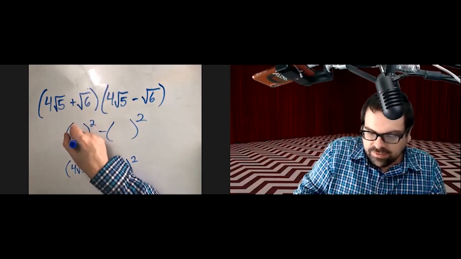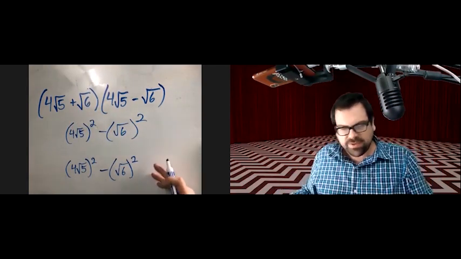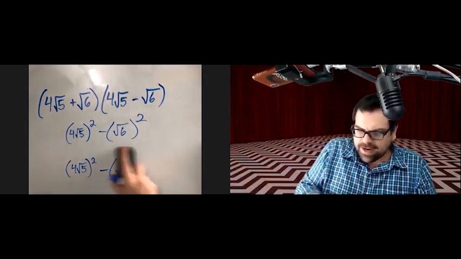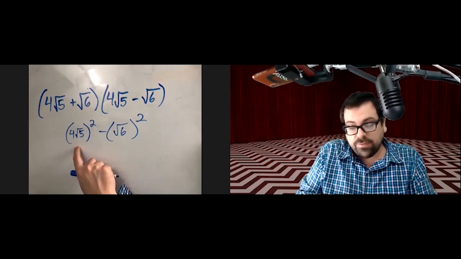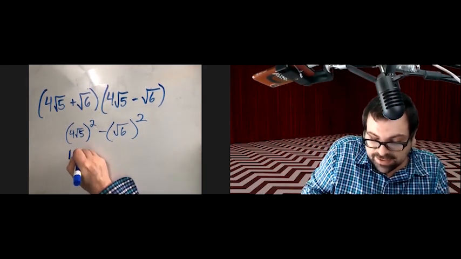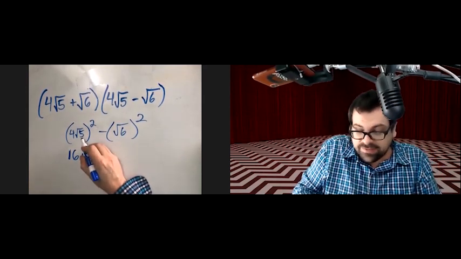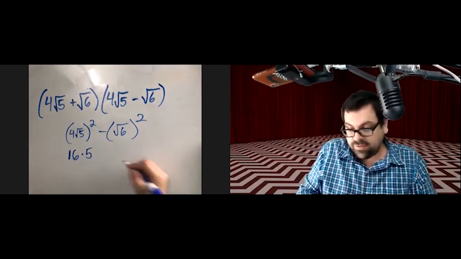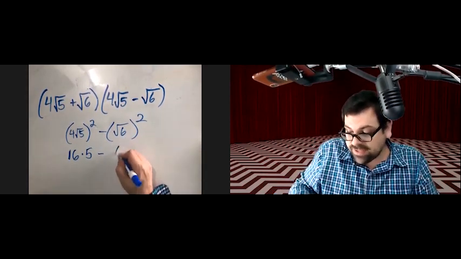So the first thing, 4 radical 5, the second thing, radical 6. Same thing we got with the FOILing. Let's finish that up. Squaring 4 radical 5 would be squaring the 4. 4 times 4 is 16. And then squaring the radical 5. Radical 5 times itself is just 5. Minus. Radical 6 times itself, that's 6.